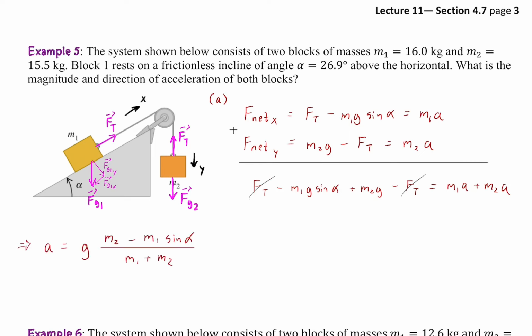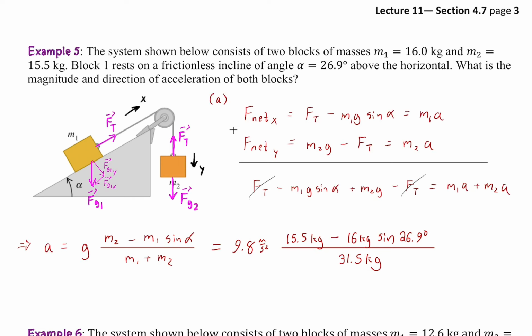When I solve for a, I get a really similar expression, right? g in the front, the driving mass leading the numerator, subtracting the mass that wants to slow the system down, and then the total inertia in the denominator. Plug in my numbers, and there we go.